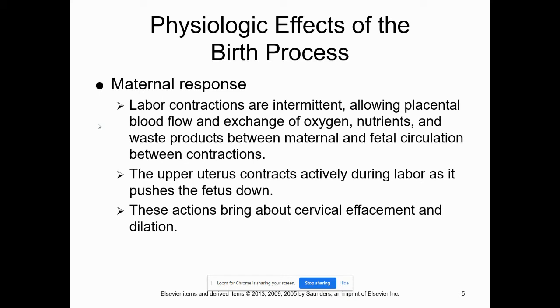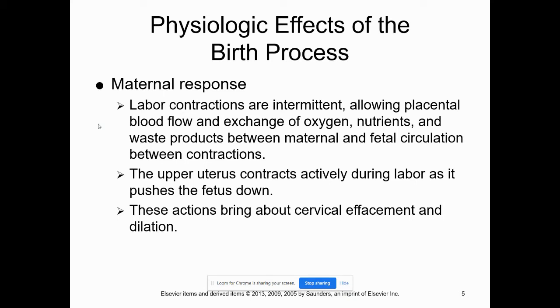The upper uterus contracts really actively during labor, and it does that. It starts at the top, these contractions, because it's making use of the concept of gravity, and it's easier to push downward as opposed to upward. So the uterus contracts actively and pushes the fetus down. These actions will help to bring about cervical effacement, which is the thinning of the cervix, and dilation, which of course is the opening of the cervix.